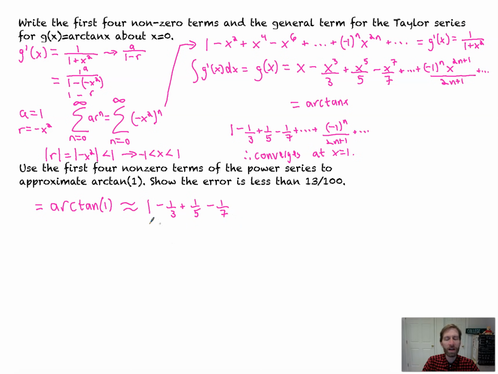So what's the error? Since this is an alternating series that converges because its terms decrease in absolute value to 0, the error is at most the first ignored term. So the first ignored term, the absolute value of that, is the absolute value of 1/9. It's the first ignored term, which is less than 13/100ths, right? It absolutely is less than 13/100ths.